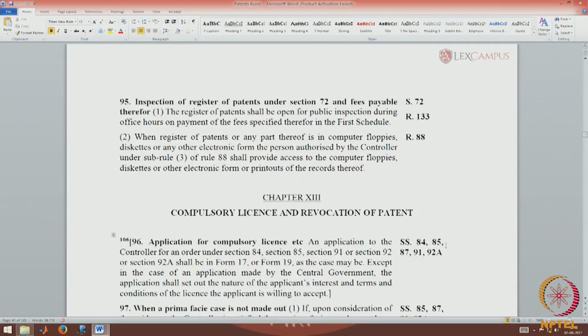Rule 95 deals with inspection of register under section 72. 95(1) The register of patent shall be open to public inspection during office hours on payment of fees specified in first schedule, and we saw that on payment of fees you can get copies of the register. 2. When the register of patents or any part thereof is in computer floppies, diskettes or any other electronic form, the person authorized by the controller under sub rule 3 of rule 88 shall provide access to computer floppies, diskettes or other electronic forms or printouts of the records, which allows parties to take printouts of the electronic form of the register.